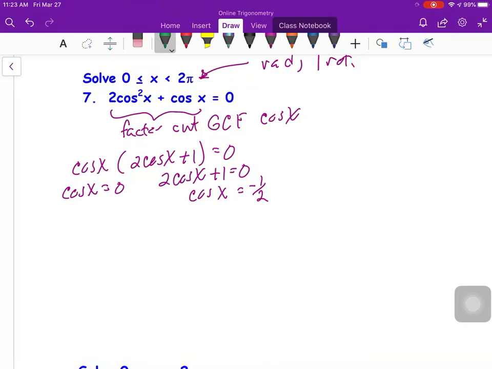So let's talk about this first one. Now the first one, cosine x equals 0, that's quadrantal. Remember, cosine is equal to the x over the r. So we're looking for the places on this unit circle where the x is 0.